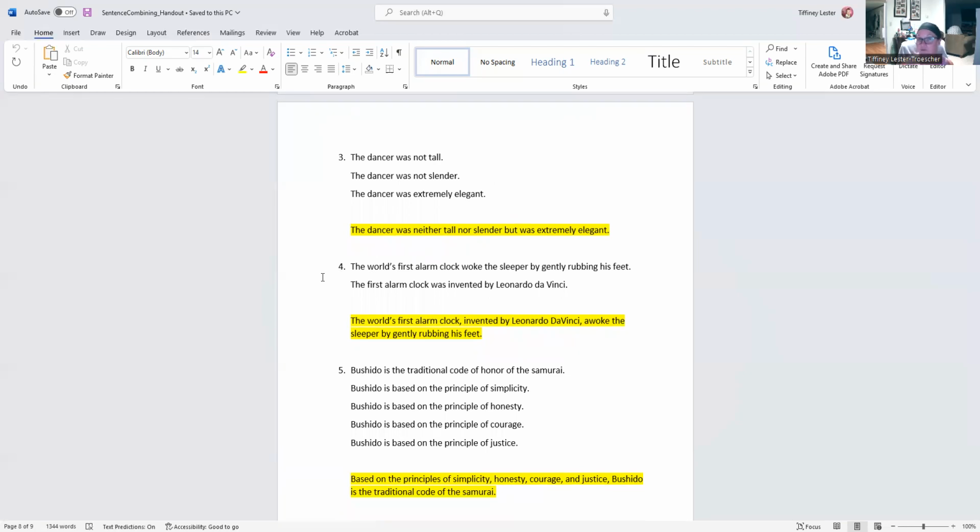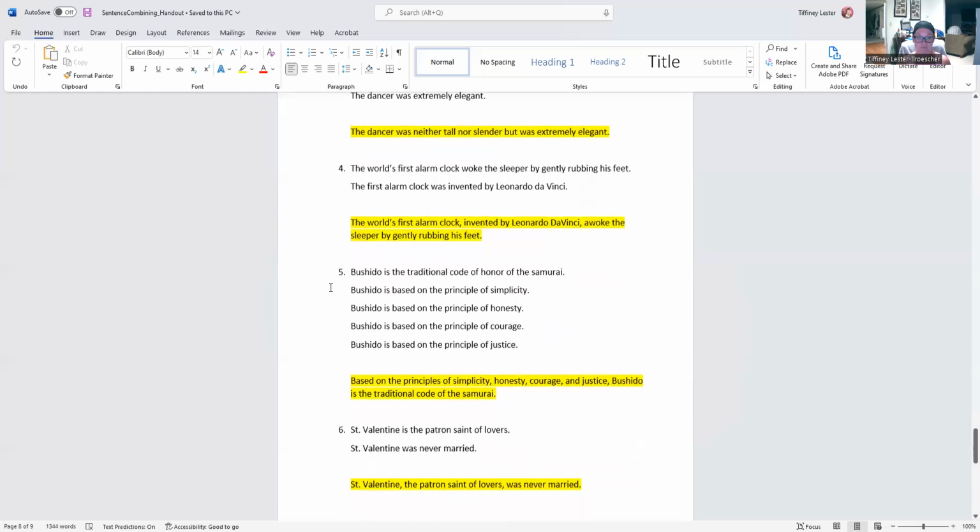I wanted to focus on the part about the alarm clock waking you up by rubbing your feet, because that seems crazy, right? Maybe someone else is thinking, wow, the fact that Leonardo da Vinci invented the first alarm clock, that's a big deal. So maybe they would structure it a different way. The world's first alarm clock awoke the sleeper by gently rubbing his feet, and it was invented by Leonardo da Vinci. It really just depends on what you're wanting the focal point to be, and structure it accordingly.